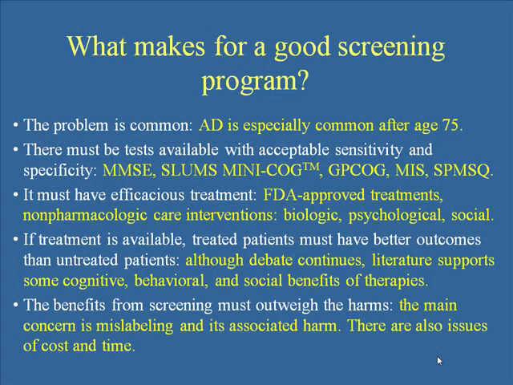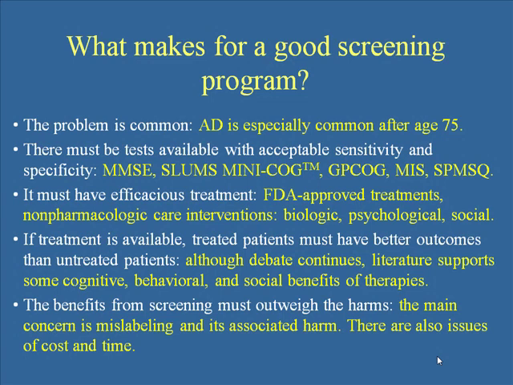So, what does make for a good screening program? Well, the problem for which you are screening has to be relatively common. So, if you're seeing a population of patients over the age of 75, Alzheimer's disease is becoming more and more common. And in fact, many of you know now that Alzheimer's disease in Iowa is the 5th leading cause of death in Iowa. So in populations of people being seen in primary care practices, if there is a heavy proportion of them over the age of 75, it fulfills this criteria for being a common problem.